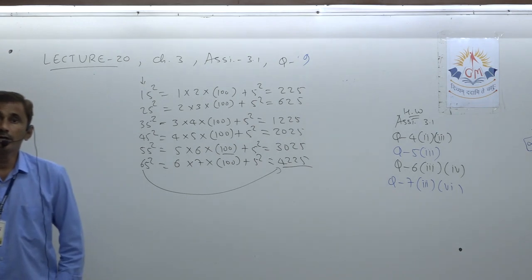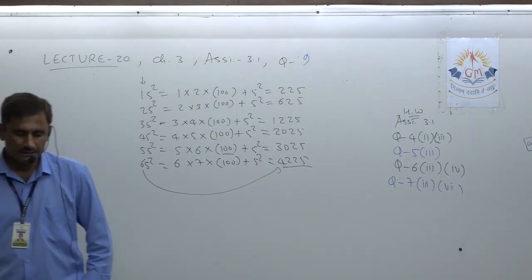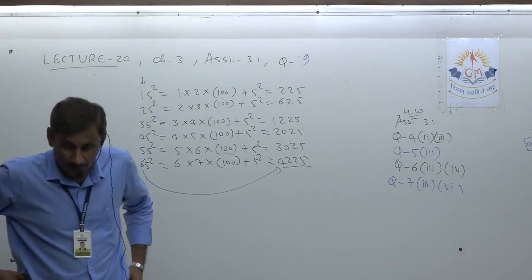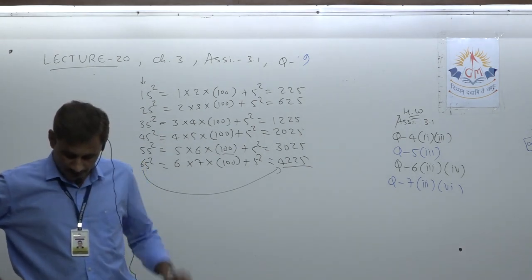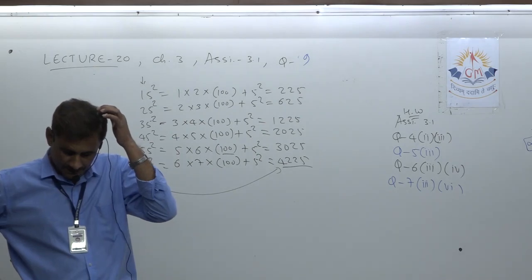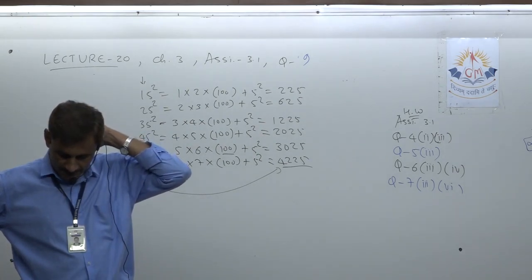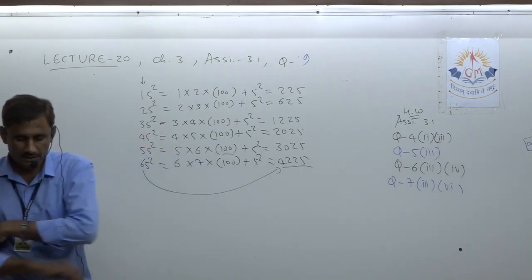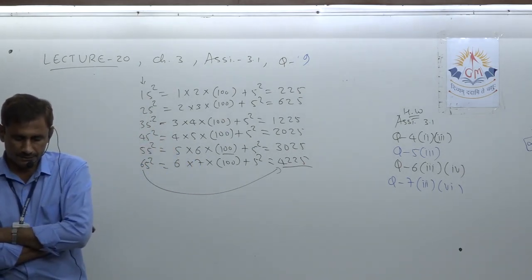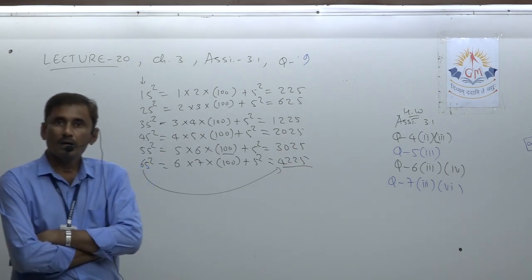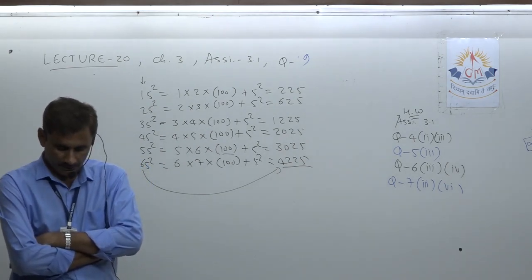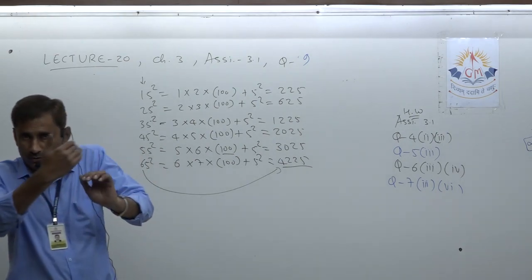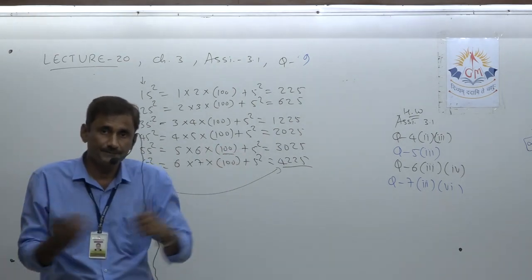Okay, now question 11. Find the squares of the following numbers using the column method. By the column method you have to find it. Verify the result by finding the square using the prime factorization method. You just verify it by finding the square root by the prime factorization method. So just come in the reverse way.